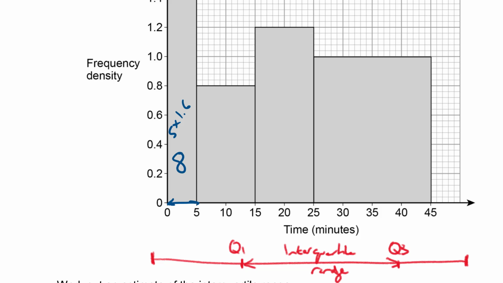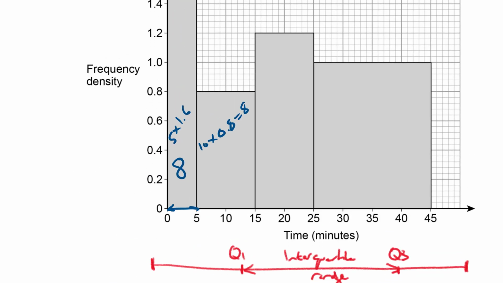Now the next bar stretches from 5 to 15, so it has a class width of 10, and a frequency density of 0.8, which is the height of the bar. If I multiply those together, that gives me 8 again. So the next 8 people, person number 9 up to person number 16, are in that group. Remember we were looking for the 12th person. So our 12th person is going to be somewhere in the middle of that bar. We're going to have to estimate how far along in a minute. Let's just finish doing the areas first.